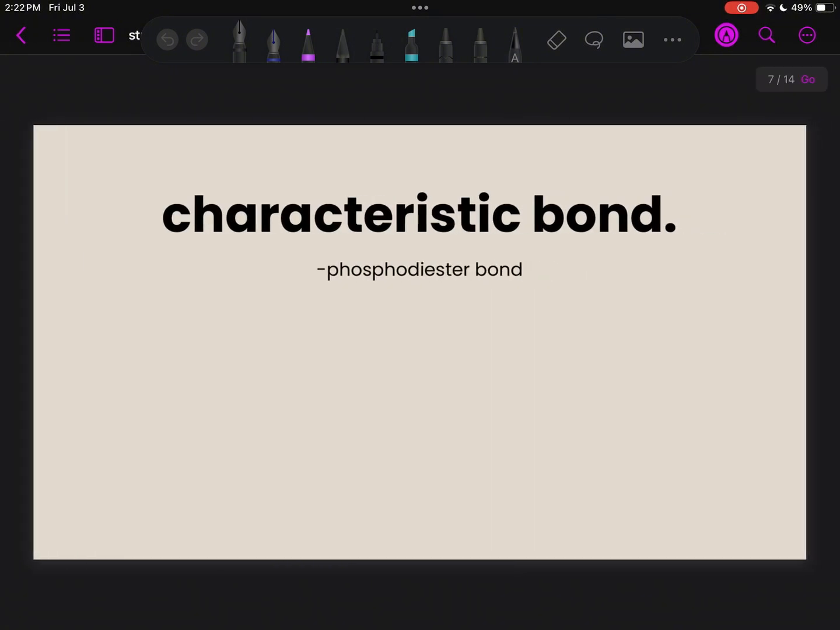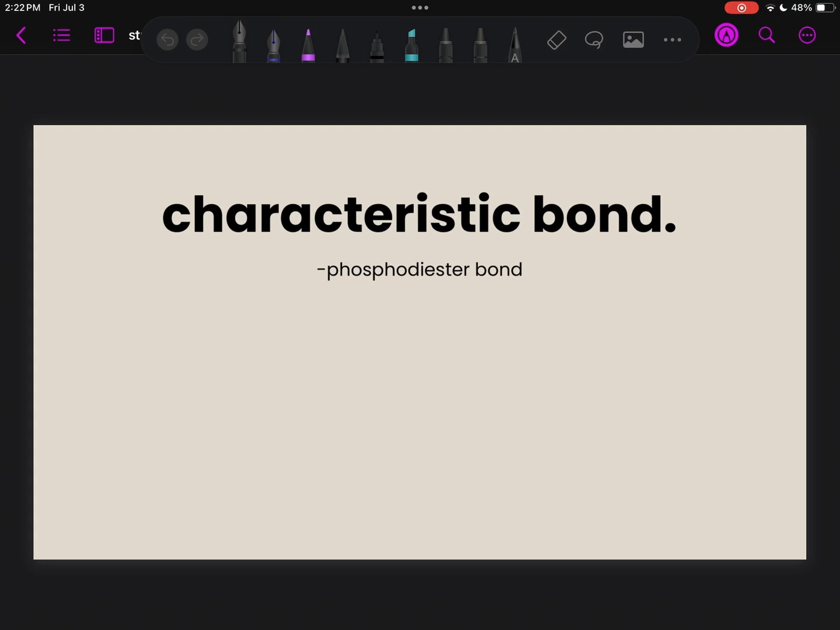Moving on, the characteristic bond for nucleic acids is a phosphodiester bond, unlike the other videos you've probably seen. And if not, make sure you watch all my other videos on biological molecules that have come before this and that will come after this.